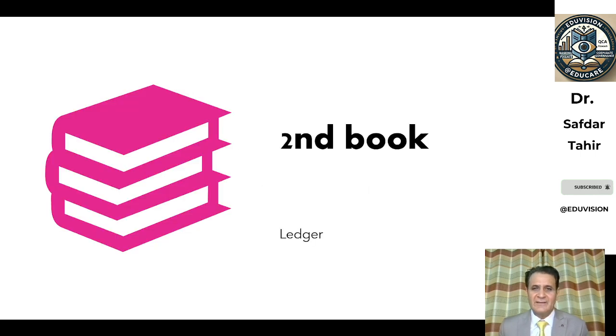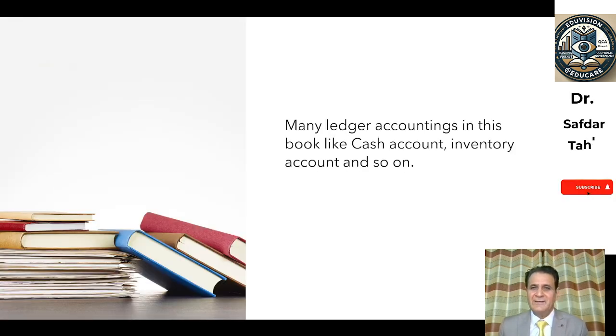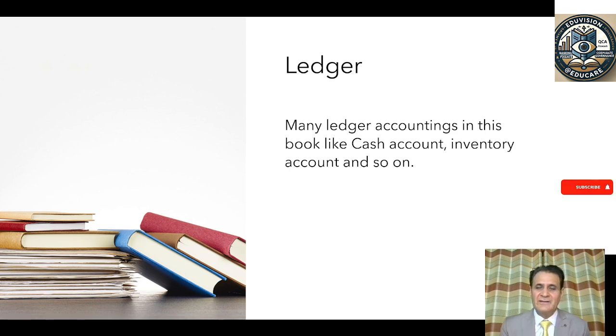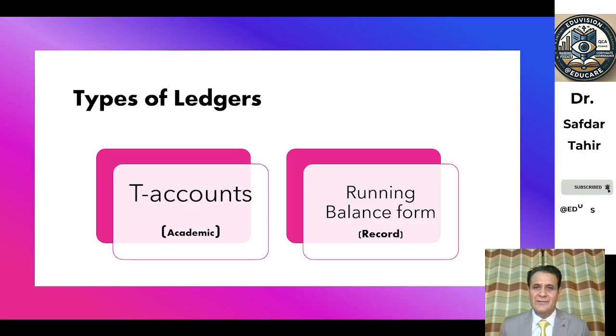Then there is another register which is called the ledger. The ledger contains many accounts, ledger accounts. Ledger means individual accounts. The ledger is a big register, and there are many ledger accounts in that register. It may have a cash account, inventory account, accounts payable, owner equity account, fixed assets, vehicles, and other accounts.